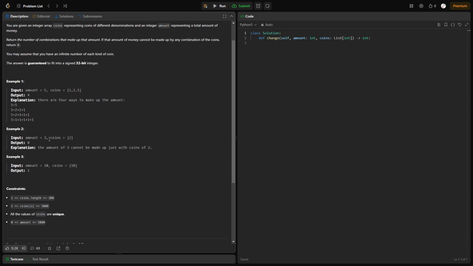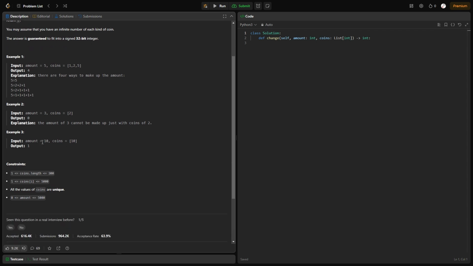In example 2 here, the amount is going to be 3, but we have only coins of value 2. So there's no way to make up the amount, so we output 0. In example 3, our amount is 10. The only coin we have is a $10 coin somehow, so we can only create one way to make this amount, where we just use one instance of this coin. So we output 1 in this case.